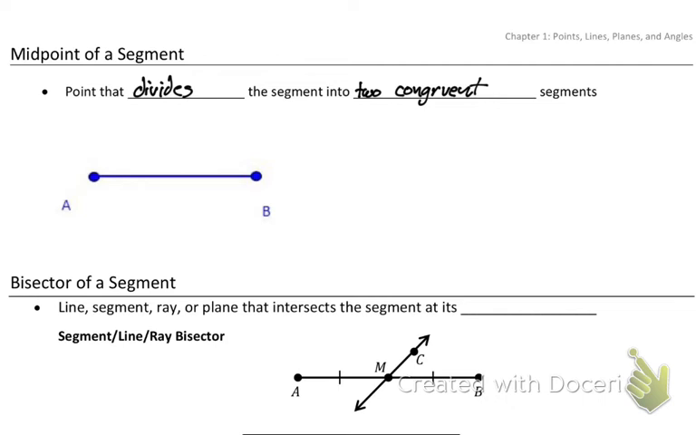So we have here a point that divides a segment into two congruent segments. So let's go ahead and put a point right here. Let's call it P. I guess we could call it M for midpoint. Your choice.